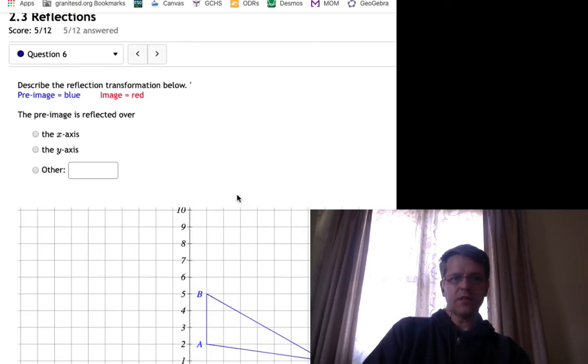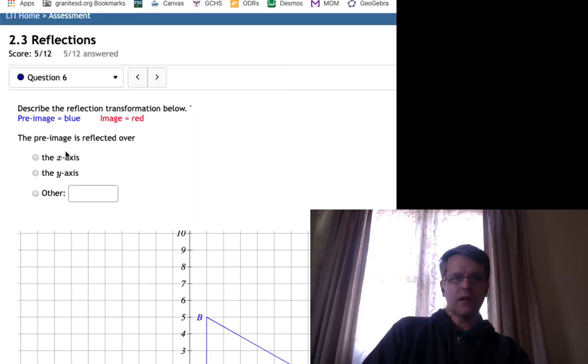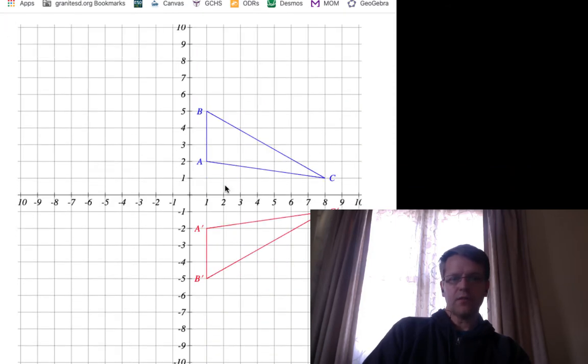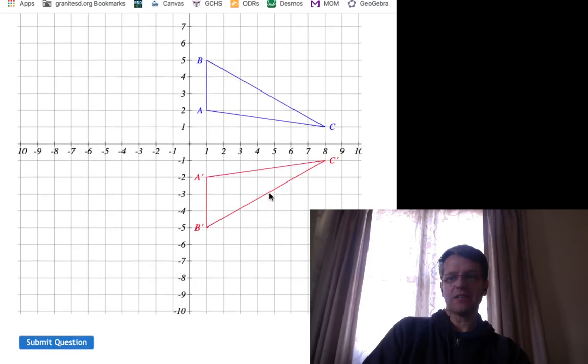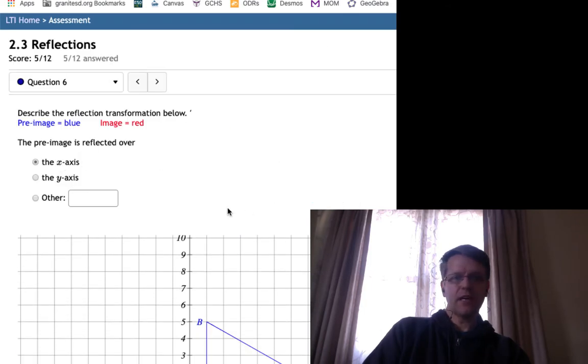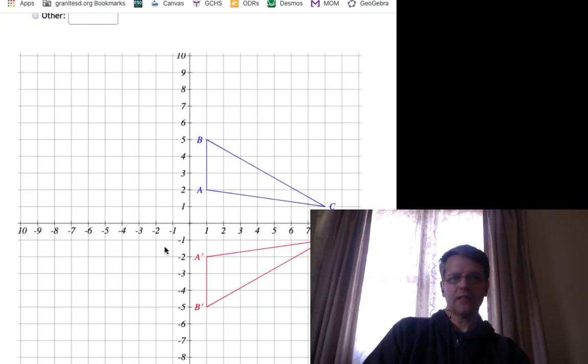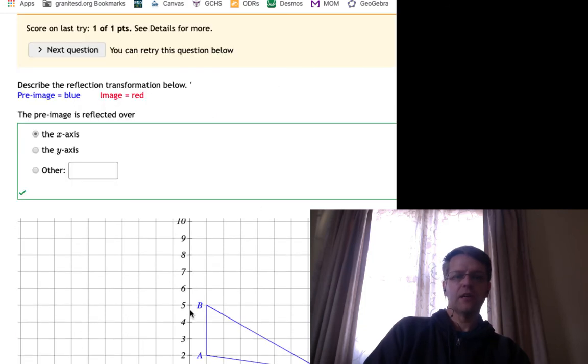Okay, then this one says, what is it reflected over? What line did we reflect over? It looks like we reflected over this line to get from blue to red. Notice blue is the original, it has regular A, B, C. Red is the new one, A prime, B prime, C prime. So we're reflecting across this. What's the name of this line? This is the x-axis. So if I come up here, that is the x-axis. And let's submit that. Cool.